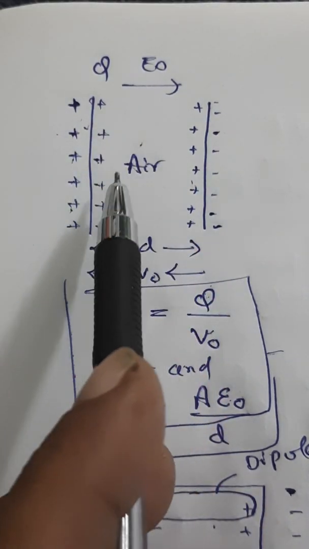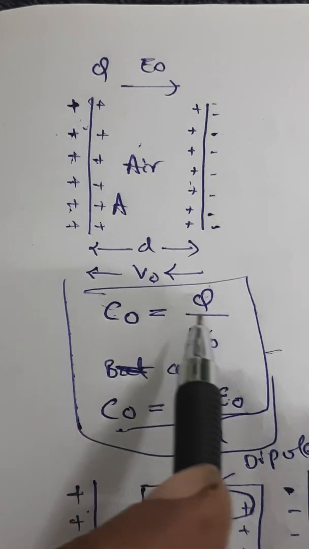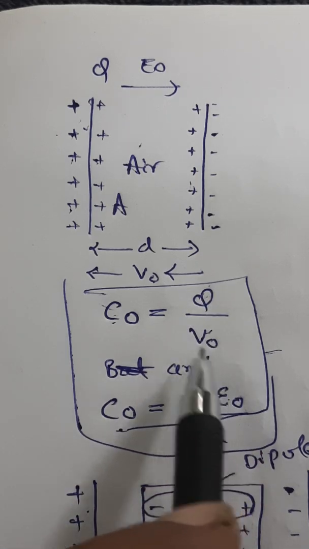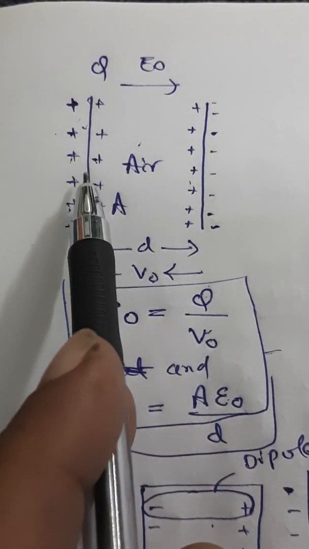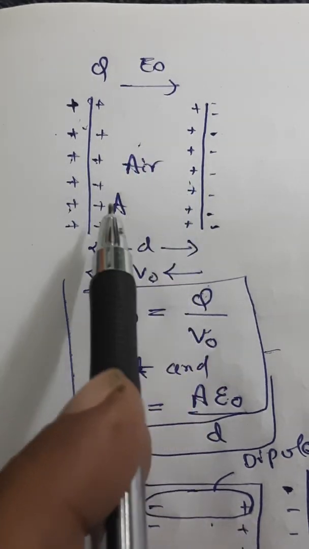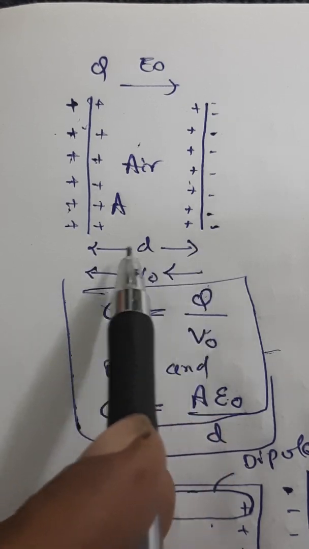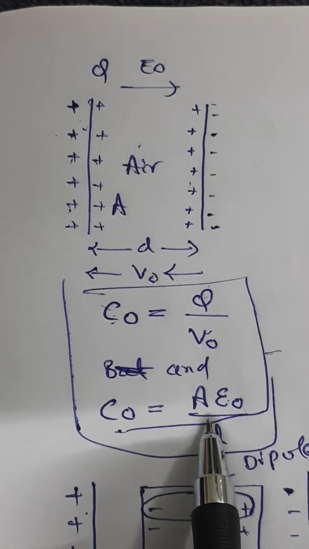Now from this we can calculate the capacity of the capacitor as the ratio between the charge and the potential difference. That is, C0 equals Q by V0, or you can calculate the capacitance with the help of area of cross section and the permittivity of free space with the distance of separation this way. Either this way or this way you can calculate the capacity.